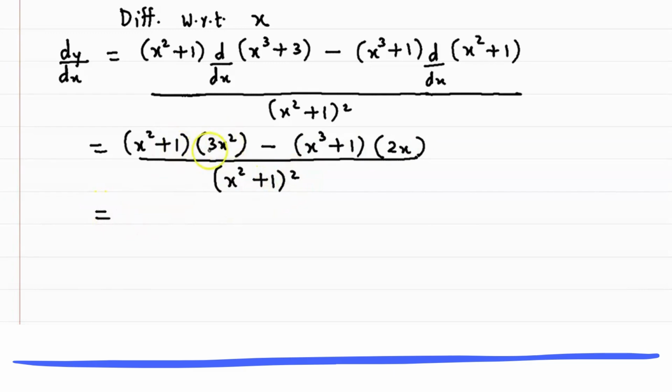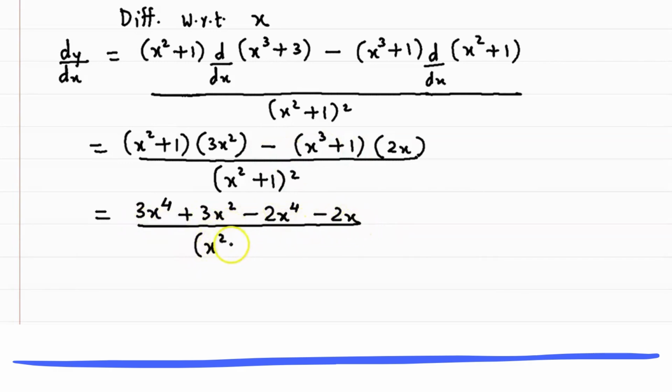Now let us open this bracket here. Let's simplify this. So 3x square into x square is 3 times x raised to 4. 3x square into 1, so we have plus 3x square. Now 2x into x cube, that's 2 times x raised to 4 with the negative sign here, so minus 2 times x raised to 4. And 2x into 1, that's 2x, and the negative sign here, so that's minus 2x divided by x square plus 1 the whole square.